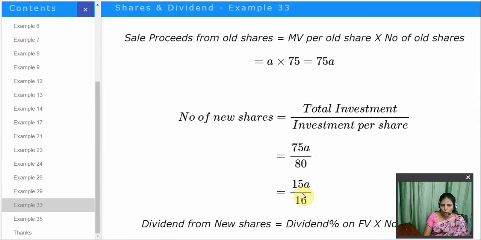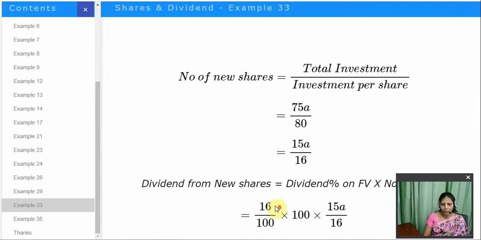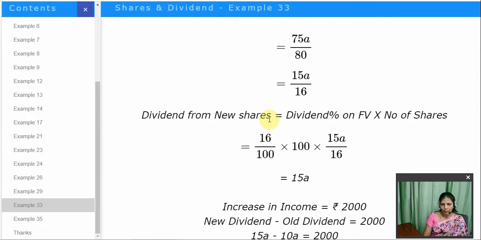Now we need to find his income from these shares. The dividend from the new shares is equal to the dividend percentage on face value times the number of shares. What is his dividend percentage? 16% on face value 100. The number of new shares is 15A by 16. We just substituted, and when you simplify, you get 15A. So this is his income from the new shares, 15A.